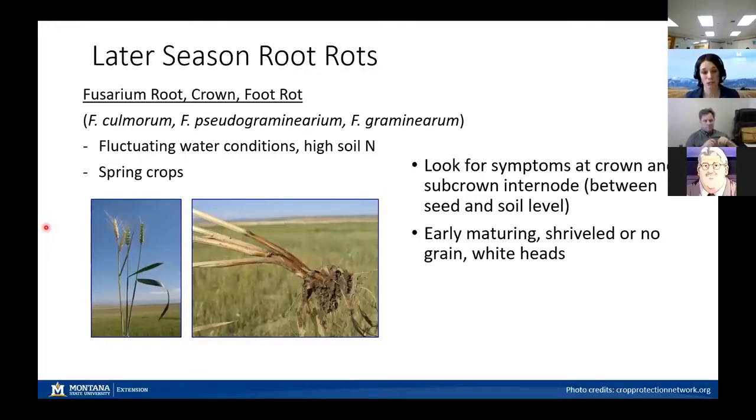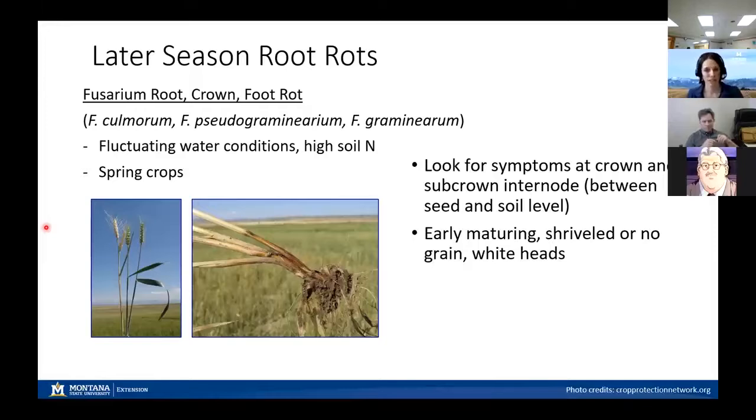And this disease often becomes severe in years where we have fluctuating water conditions. So say a moist spring and then a very dry summer. Often this disease is also severe in fields with high nitrogen fertility, or nitrogen content, excuse me. The reason for that is that conditions like a lot of soil nitrogen and also soil moisture early in the season promote ample vegetative growth of the crop.